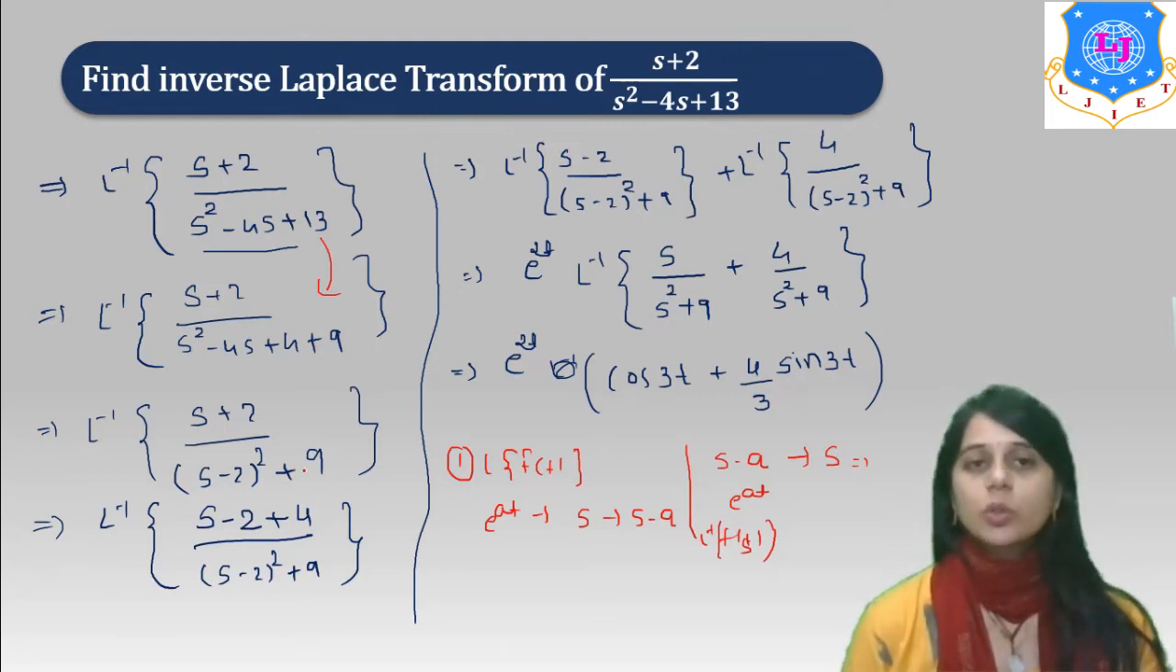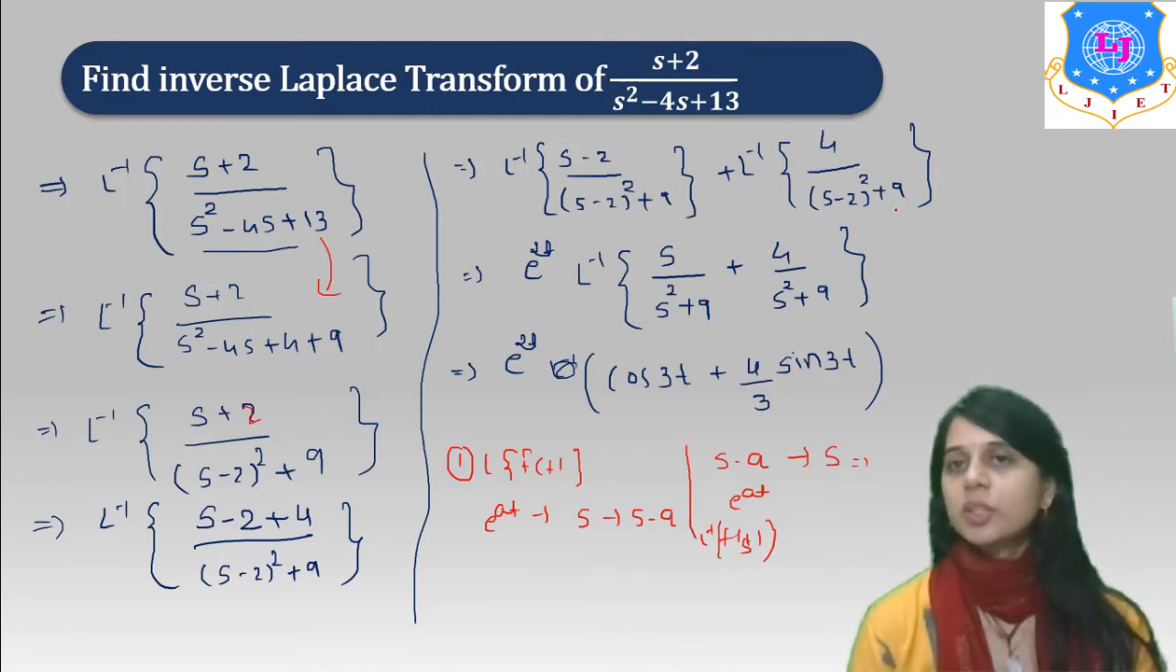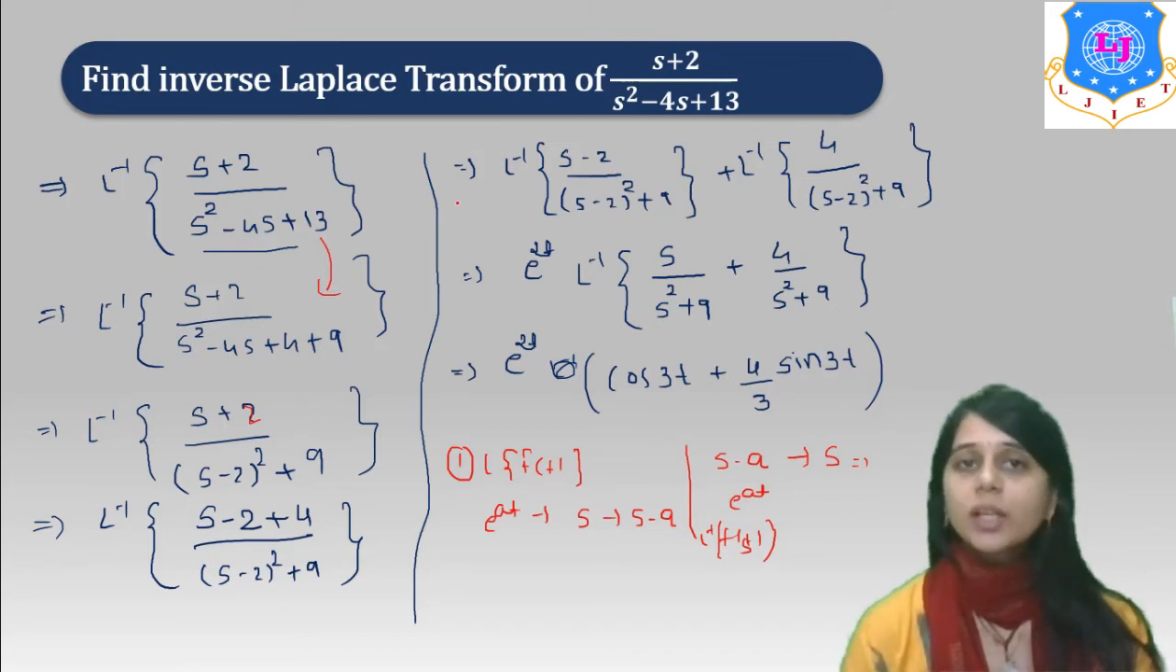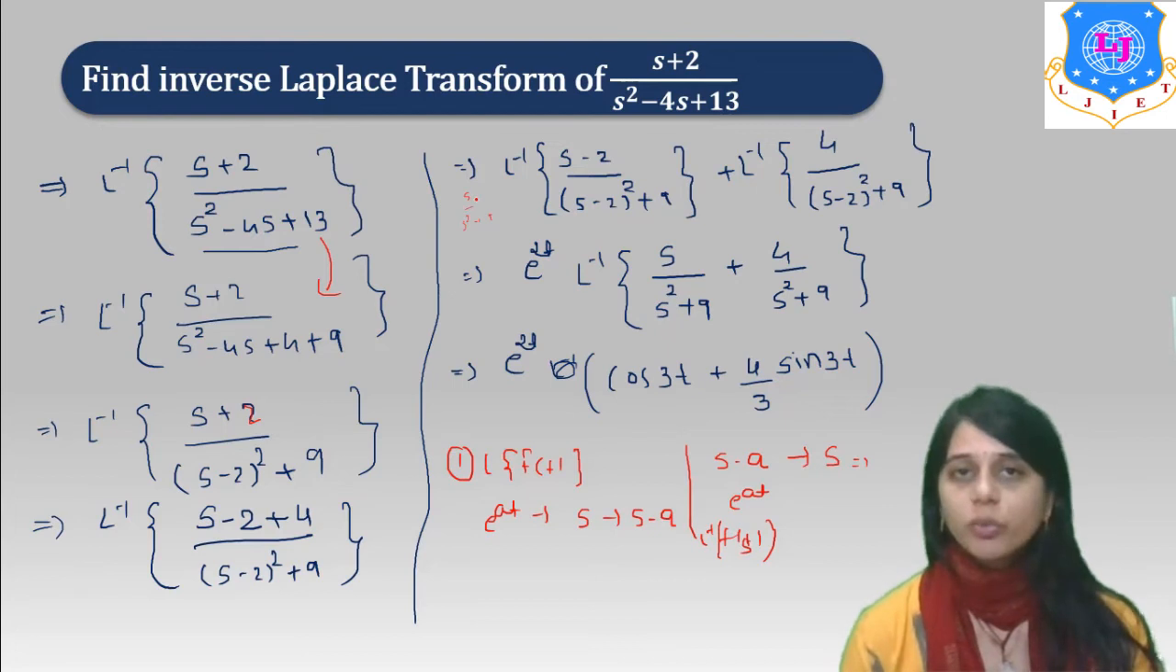It is (s minus 2) whole square plus 9. So we set the formula of the s minus 2 in the numerator. We get s minus 2 plus 4 over (s minus 2) whole square plus 9. Taking individually, (s minus 2) upon (s minus 2) whole square plus 9, plus 4 upon (s minus 2) whole square plus 9. This formula looks like s upon s square plus 9, but we have the s minus a formation, and if we want to remove the s minus a formation, we apply the inverse first shift theorem.